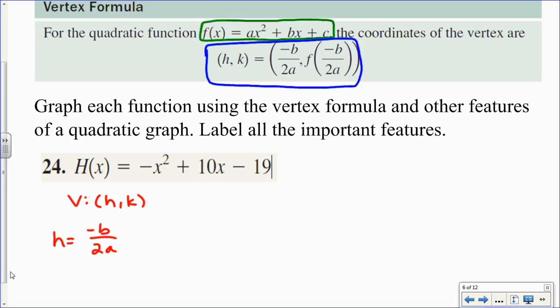Okay, so what is b? 10. So opposite of b is negative 10. What is a? Negative 1. Make sure you multiply first in the denominator. Multiply 2 times negative 1 before you divide. So we get 5. The x coordinate is 5.